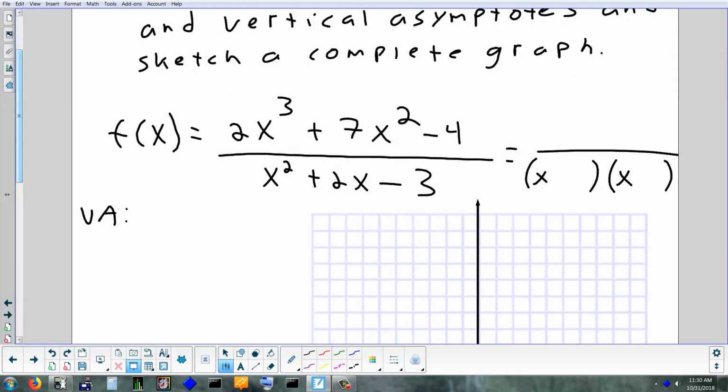Can anyone tell me how the factoring would finish up from there? Yeah? It would be x plus 3 and minus 1. Let's try it. We get x squared. That's good. Minus x plus 3x. Minus x plus 3x is 2x. Yep. Okay. So I'm going to have two vertical asymptotes.